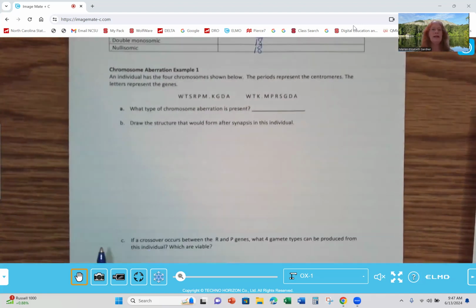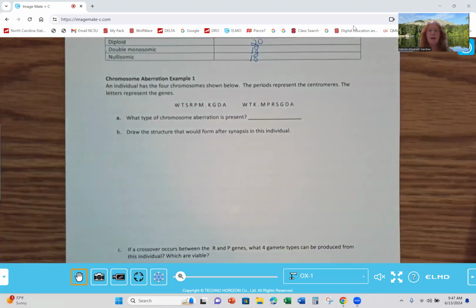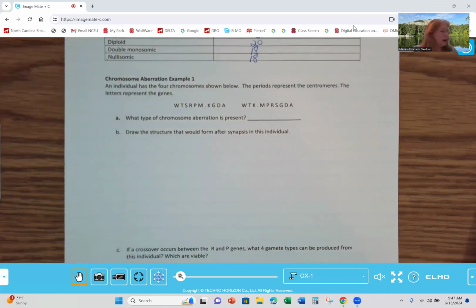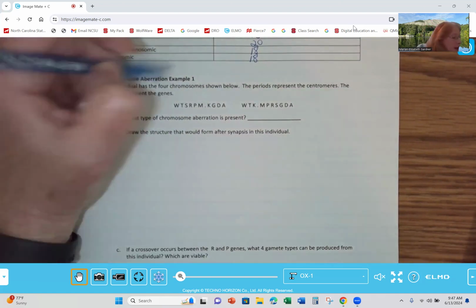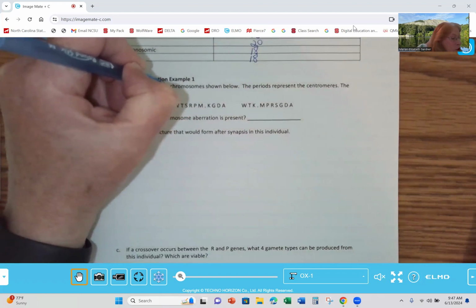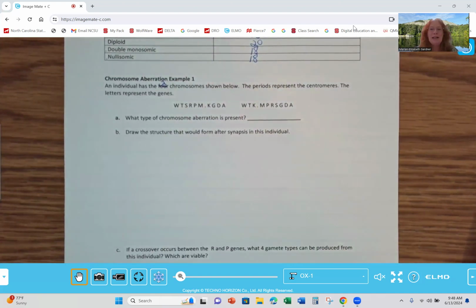Now let's move on a bit to chromosome aberrations. In lecture, we talked about 4 main types of aberrations: duplications, deletions, inversions, and translocations. And we talked about several types of each of those. So let's look at this problem. It says an individual has the 4 chromosomes below. Well, no, I think in this case it has the 2 chromosomes below because I see 2 chromosomes here. So consider that a typo. The periods represent the centromeres and the letters the genes. What type of chromosome aberration is present?